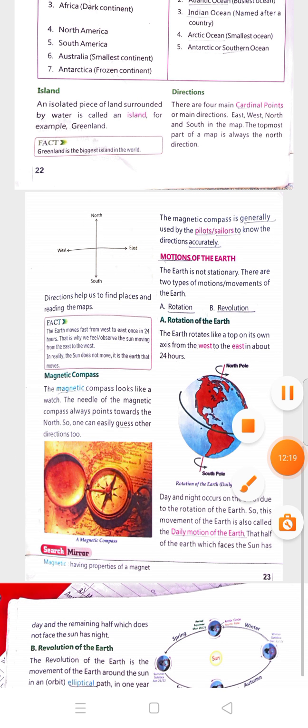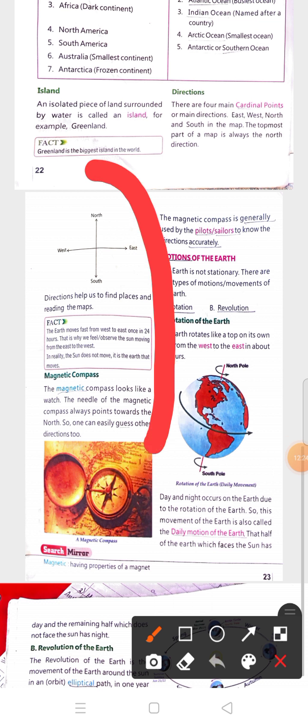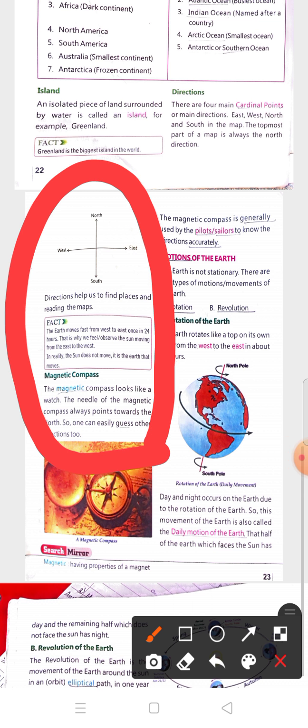Now, page number 23. I am going to read this part now. North, south, east, west. Directions help us to find places and read maps. Fact: the earth moves from west to east once in 24 hours. That is why we observe the sun moving from east to west. In reality, the sun does not move. It is the earth that moves.